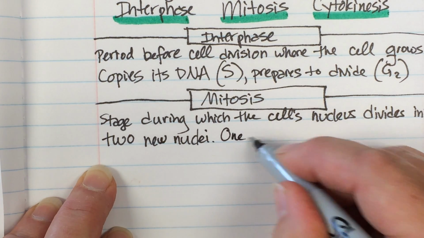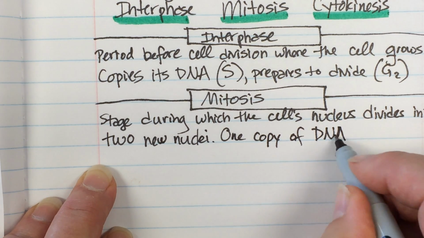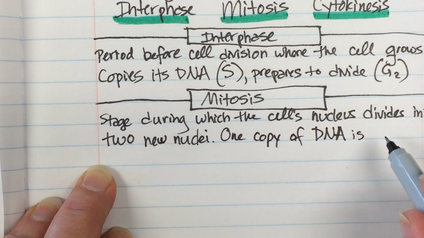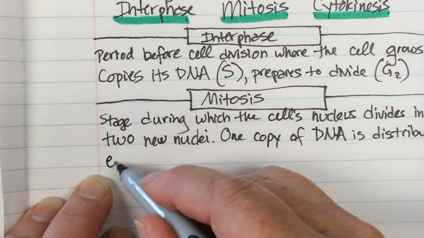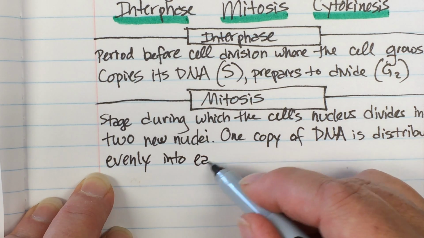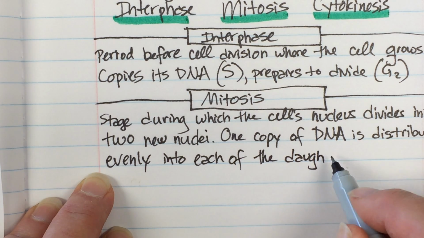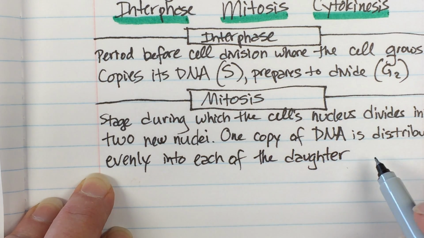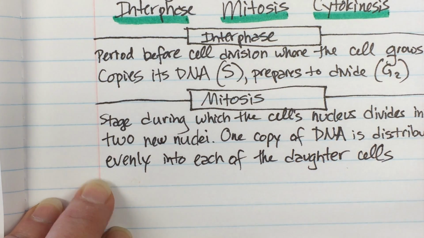Okay? And so one copy of DNA is distributed, which means given around equally, distributed evenly, very important, into each of the daughter cells. That's a nice little word that we used for the two little cells that came out of the one cell, and actually they become full size, but we call them daughter cells.